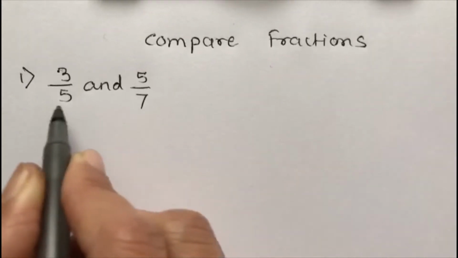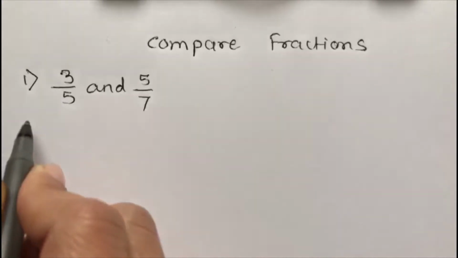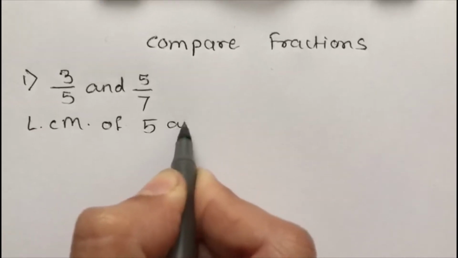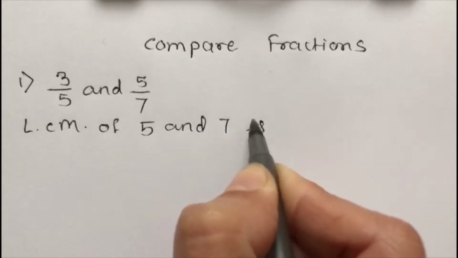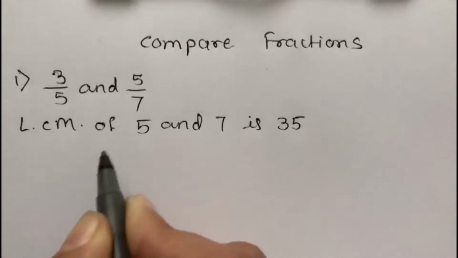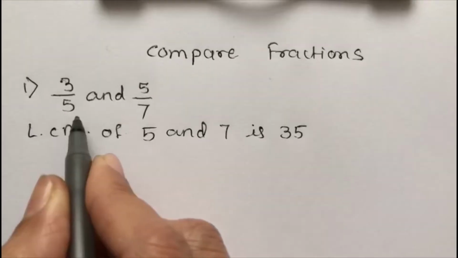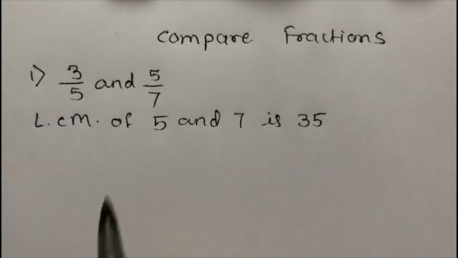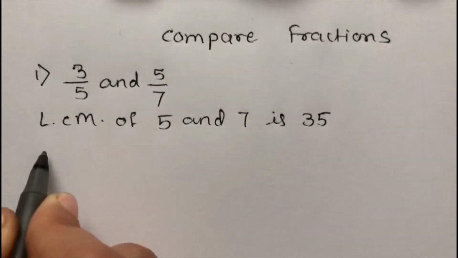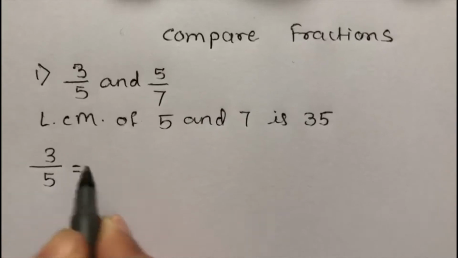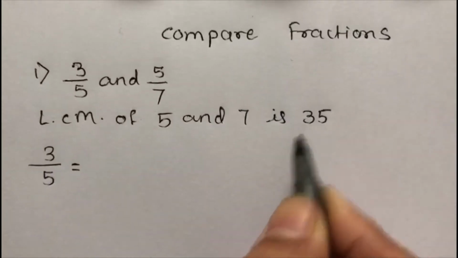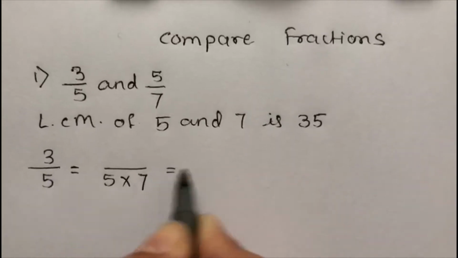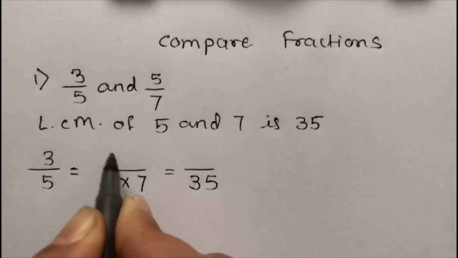For that, we will take the LCM of the denominators. So the LCM of 5 and 7 is 35. Because 5 and 7 are prime numbers, we multiply 5 and 7, so 35 comes. So I write here the first fraction, which is 3 by 5. Now we have to make the denominator as 35. So when we multiply this 5 by 7, then 35 comes.